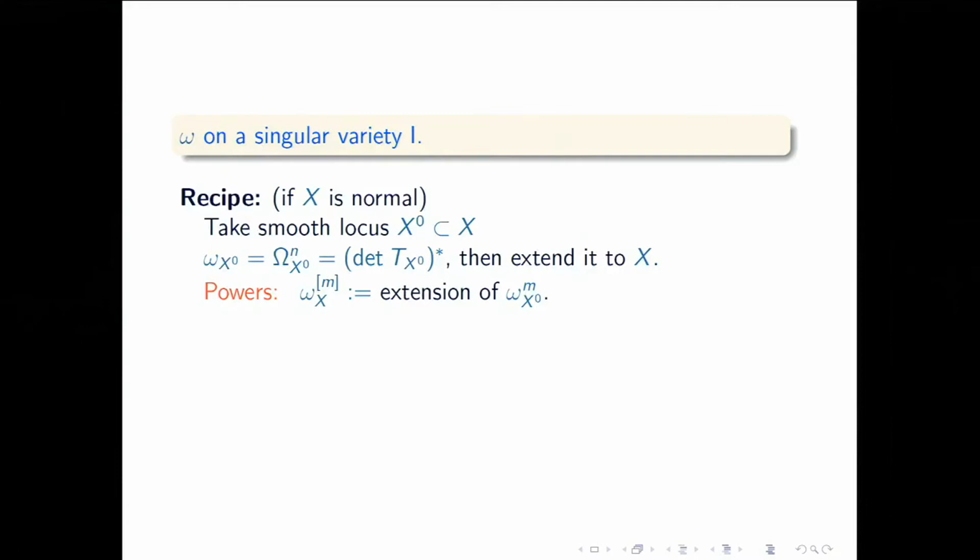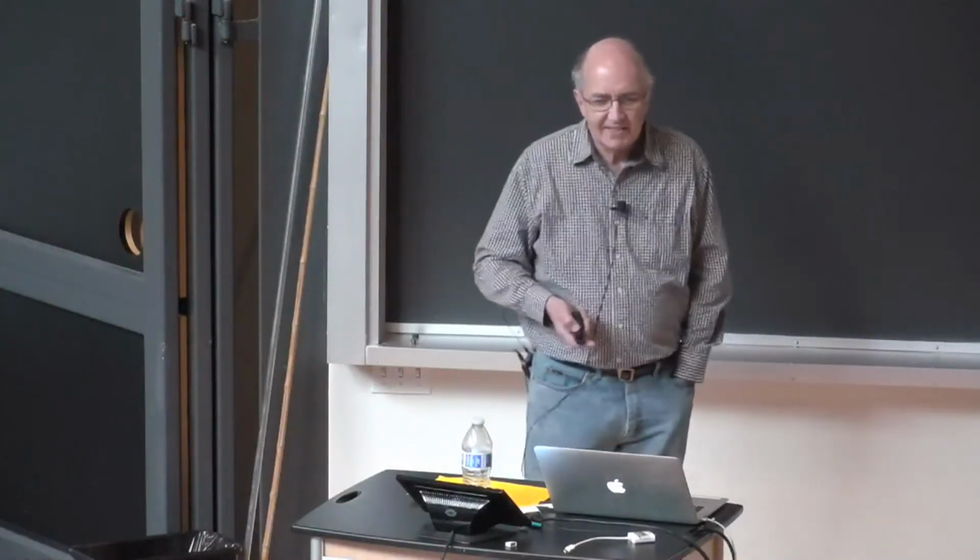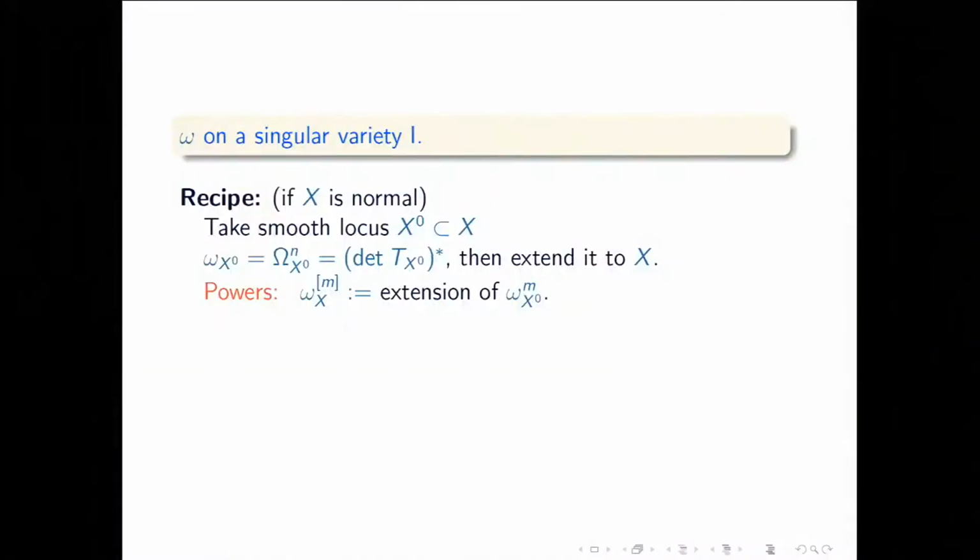Yes, now, so now we ask ourselves, well, what is the dualizing sheaf of a singular variety? And again, you can just, yeah, so actually I'm not sure it's defined in Hartshorne, is it? No, it's not. So we should really go through this. So if X is normal, then we just take the smooth locus, and omega X0 there is still not defined in Hartshorne.